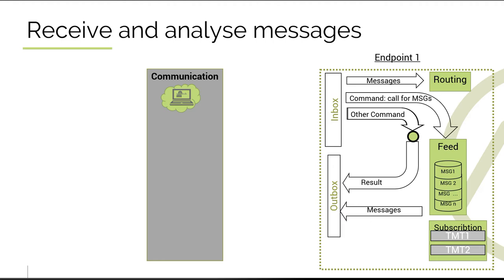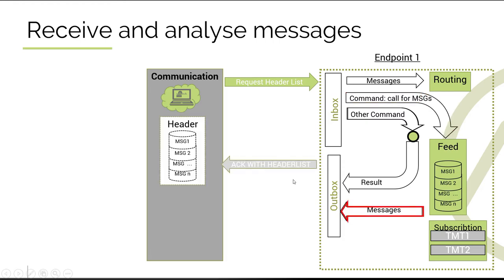I describe the full version here using the header request command, but you could also just request the messages. If you use the header command, you would first start with requesting the header list at the feed, and the feed will forward a message to your outbox that you could then read in your communication stack of your software, so that you would create an image of the headers of the feed. You can also filter for a certain time range or a sender, for example.